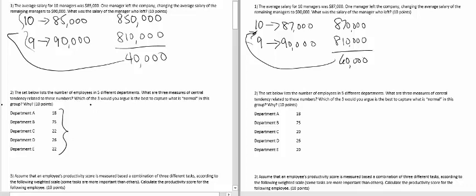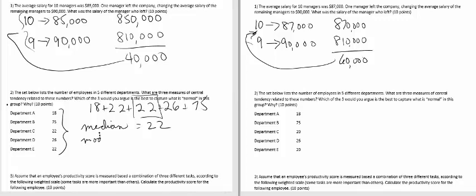Let's order them first. We have 18, 22, 22, 26, and 75. So one measure of central tendency is the median, the one in the middle, which is 22. Another measure of central tendency, particular to these numbers, is the mode of 22.